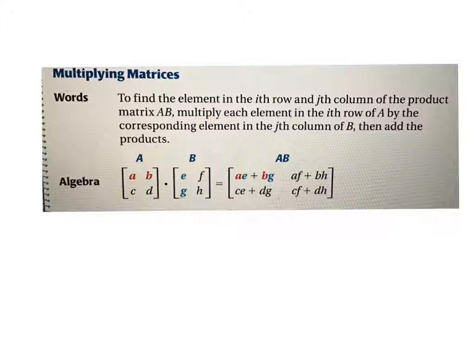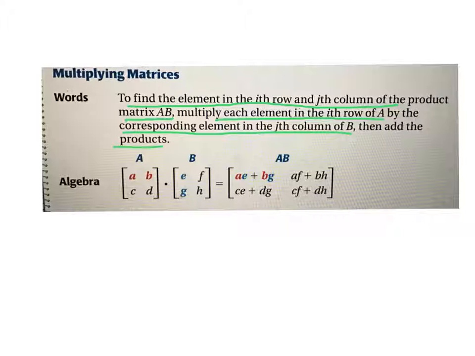And here's the rule for when you can. I'm going to read this to you and see if it makes any sense. It says to find the element in the ith row and jth column of the product of matrix AB, multiply each element in the ith row of A by the corresponding element in the jth column of B, then add the products. Yeah, kind of hard to understand that way, but here's basically what we're going to do.